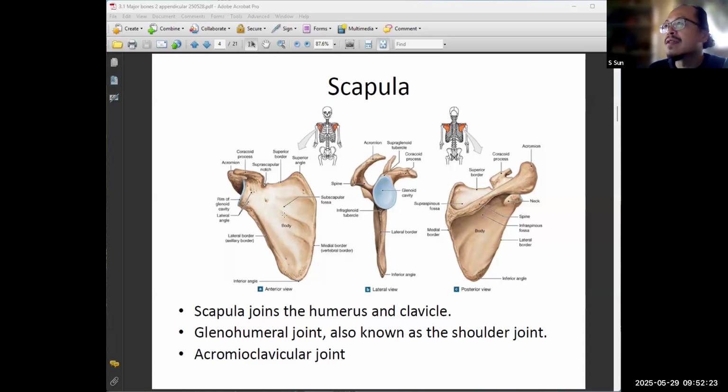This small fossa here is called a fossa. Fossa means something like a depression, but it's not very deep. It doesn't go through, it's just a little bit flat. This one is very flat. This fossa is called the subscapular fossa, a little bit lower on the scapula.